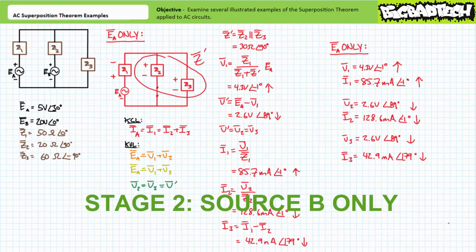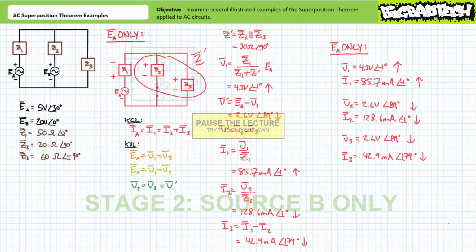Once we've got these values, we'll then move on to stage 3 and summate our results, accounting for not only magnitude and phase shift, but also polarity and direction. By all means, pause the lecture and try stage 2 on your own. If you're tracking, you should have obtained the following results.